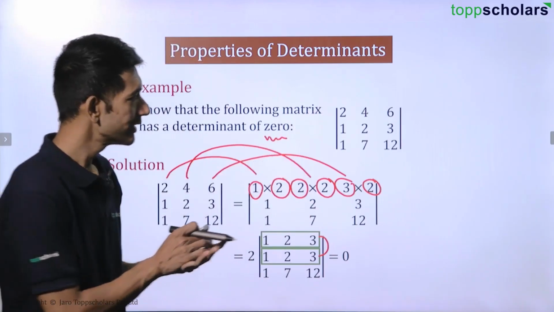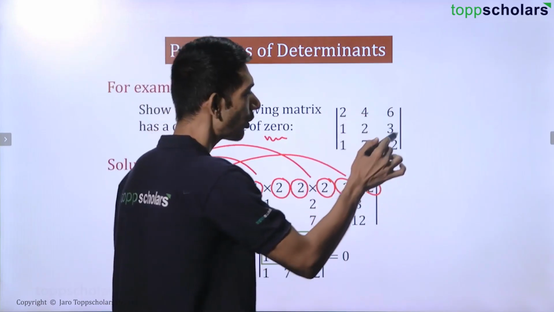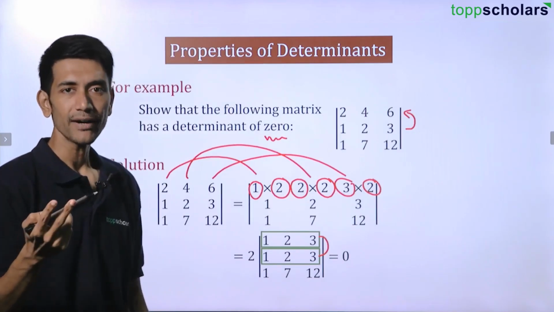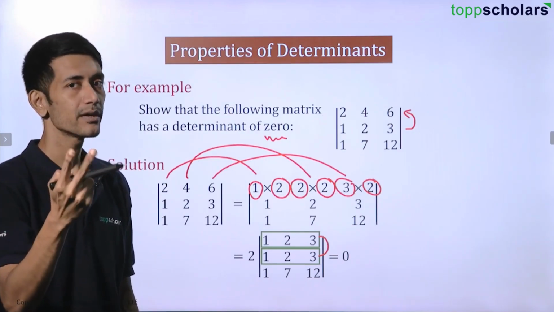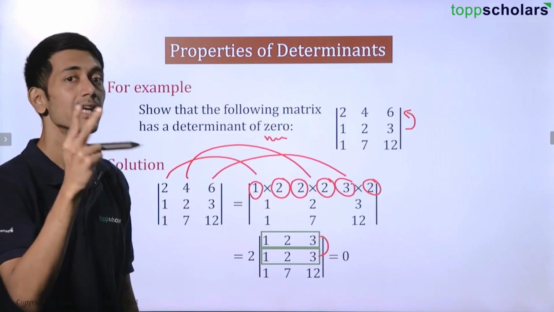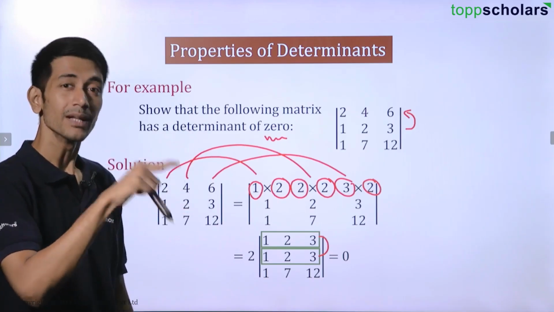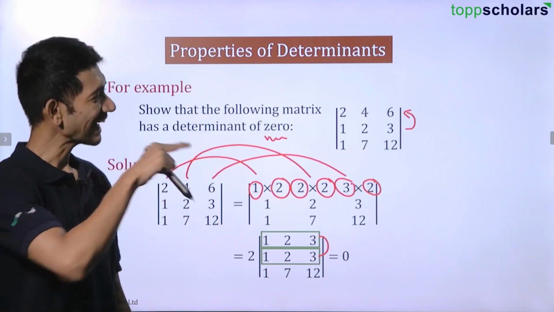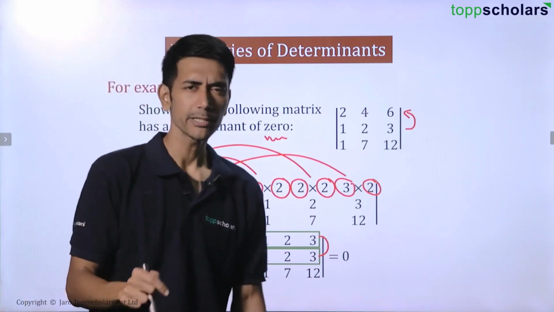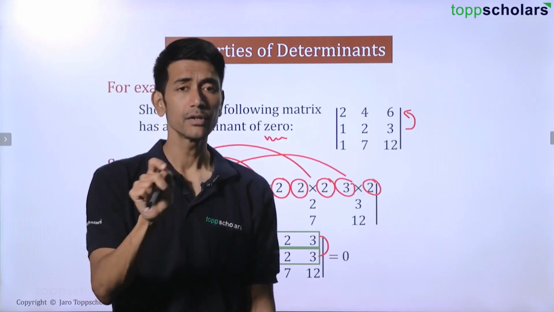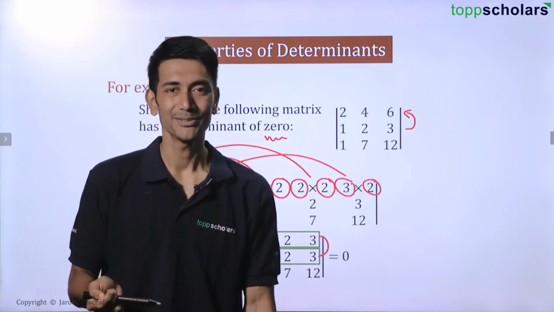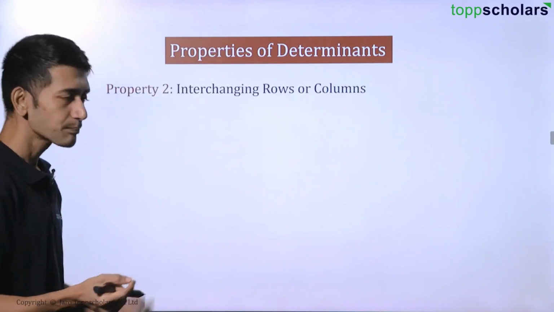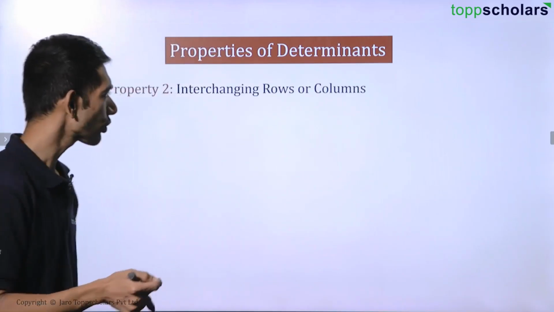So make sure that either they are identical, or you can see that R1 is a multiple of R2. That is 2 times R2, isn't it? The row 1 is 2 times row 2. That is called proportional. So it can be proportional also, and it can be directly identical also. That completely depends upon the question, but you have to be smart enough to identify that. I hope this is clear. Okay, let's continue. Now property 2, it talks about interchanging rows or columns.